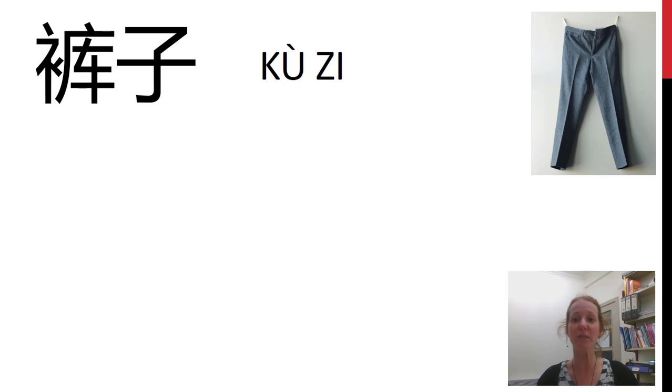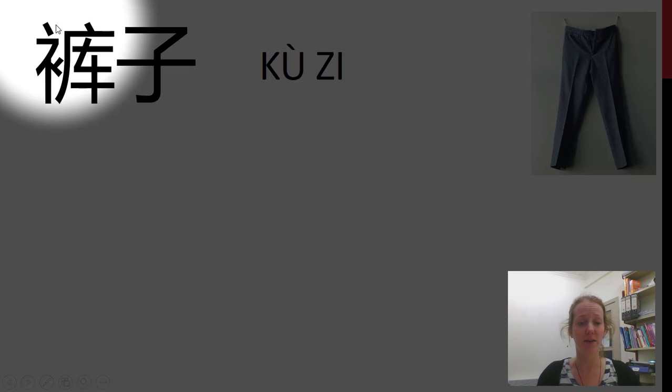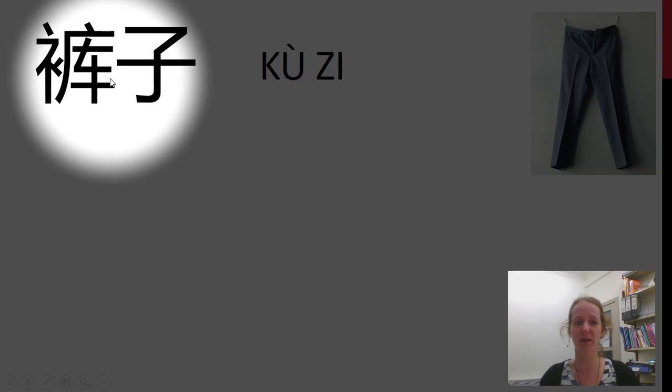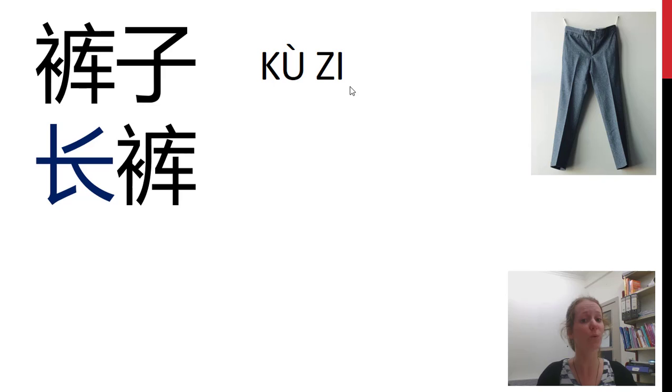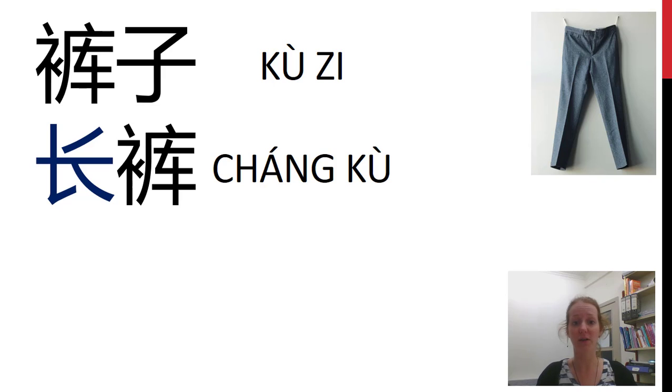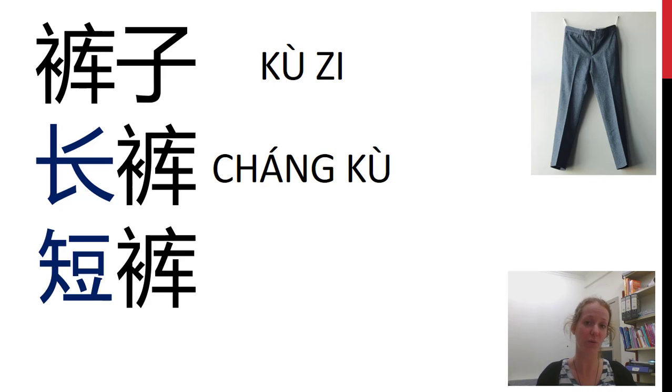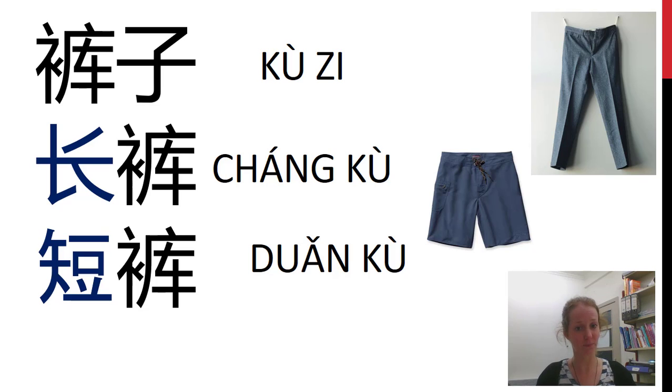这是什么? 这是裤子, trousers. On the left-hand side, we've got the radical for clothing, and then on the right hand side this is the sound part. 裤. So 裤子 is trousers, but we have different types of trousers. So we've got 长裤, which are long ones, and 短裤, which are shorts.